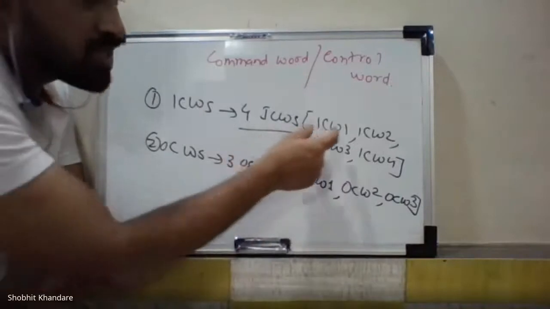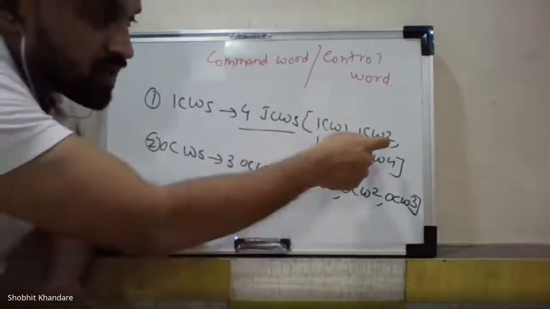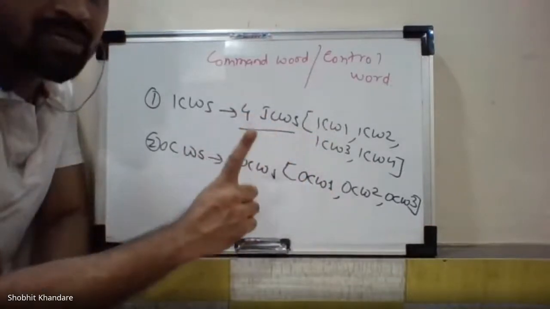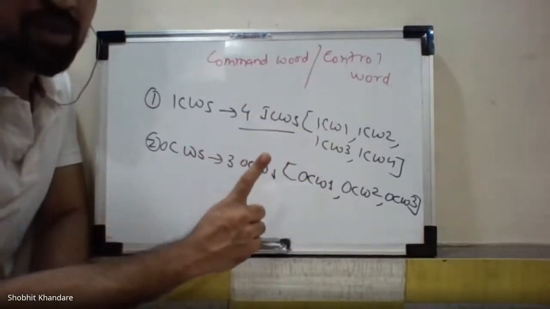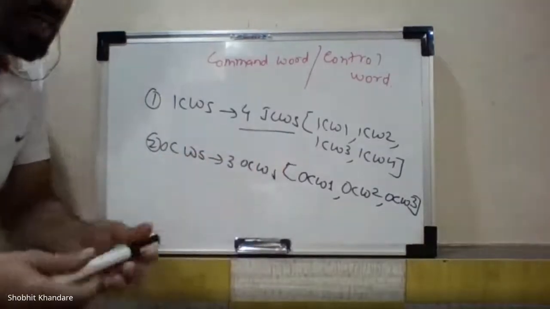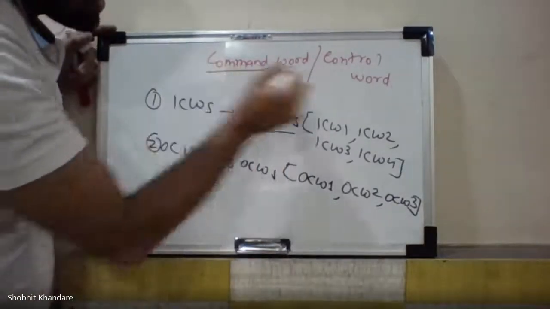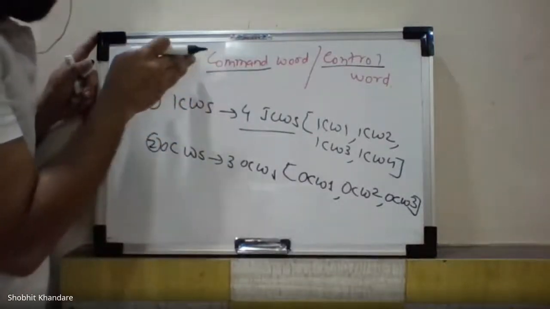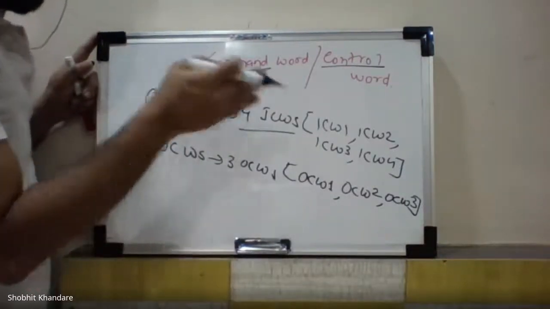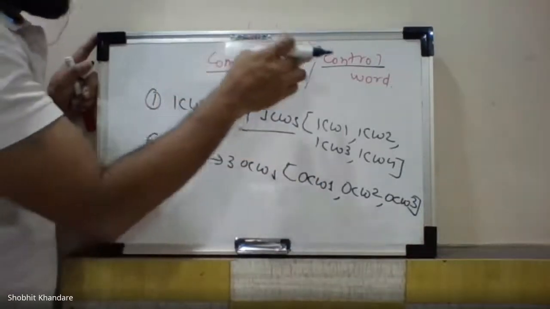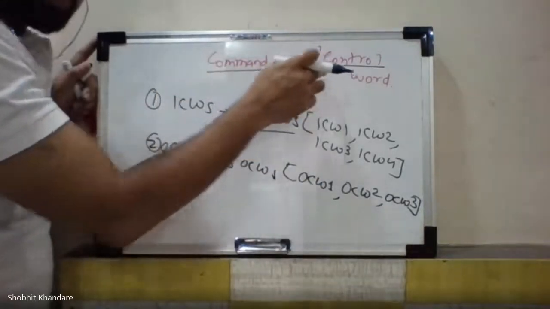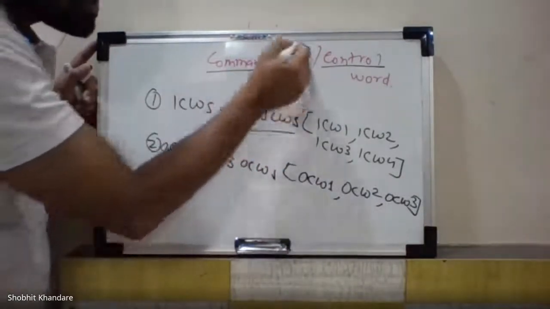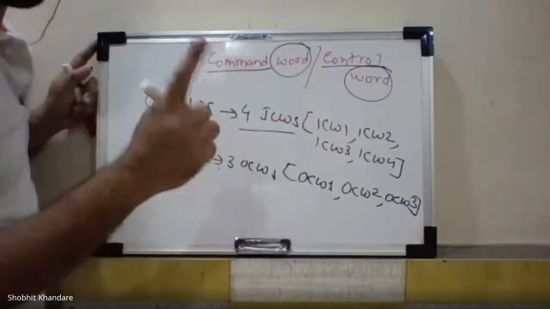What is the size of ICW1? What is the size of ICW2? OCW1, OCW2? All of them are the size of 1 byte. 1 byte means 8 bits. They are called a command word, please remember, or a control word. Why are they called command or control? Because the processor is giving some command to the 8259, controlling the 8259 by giving some word. Word means 1 byte or 8 bits.